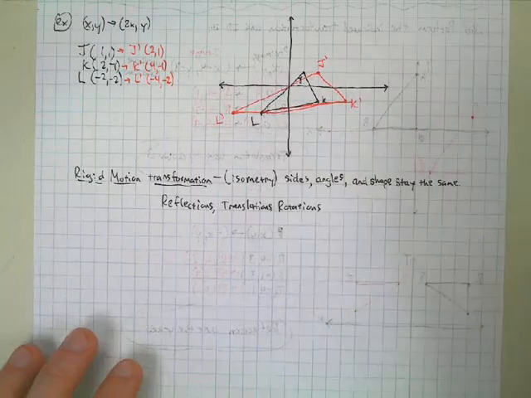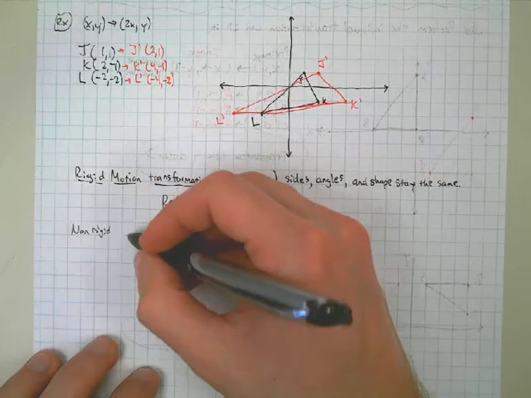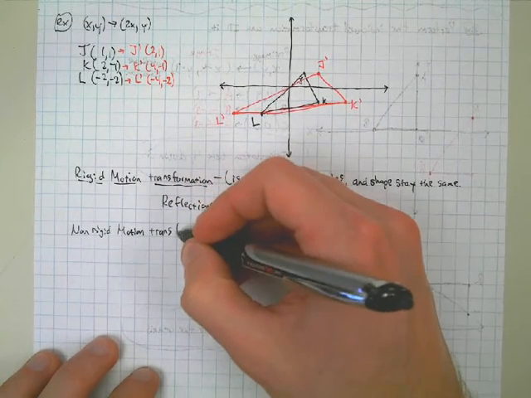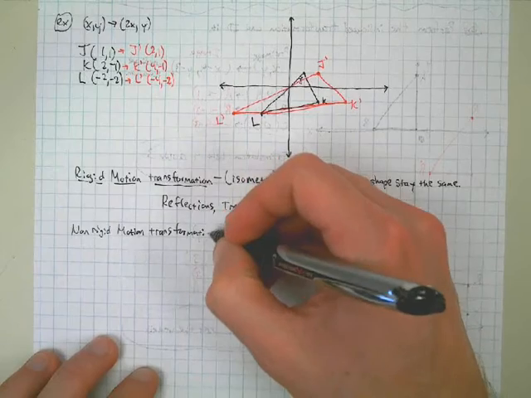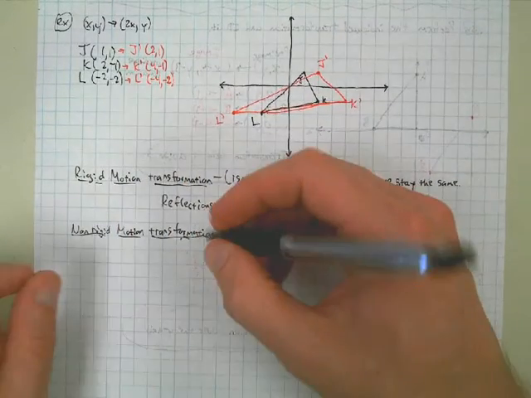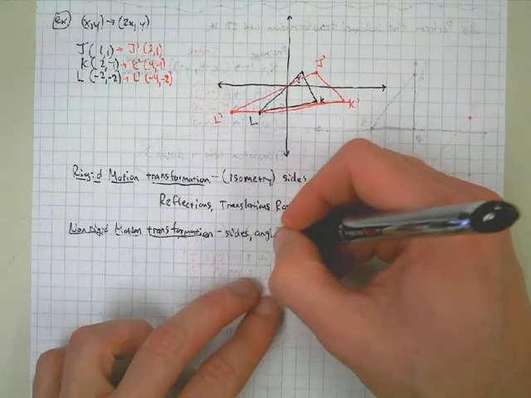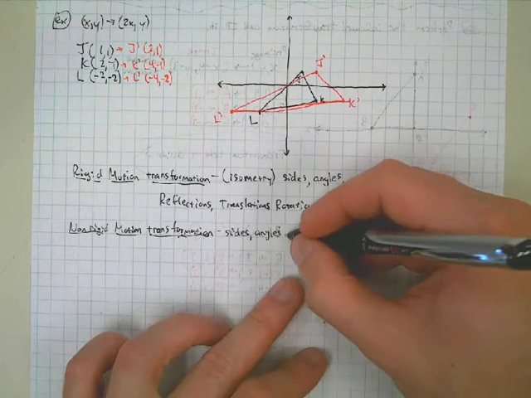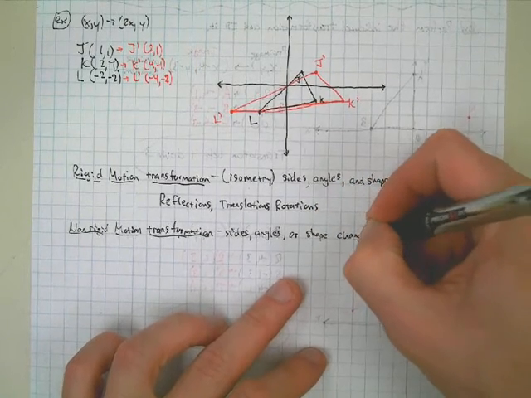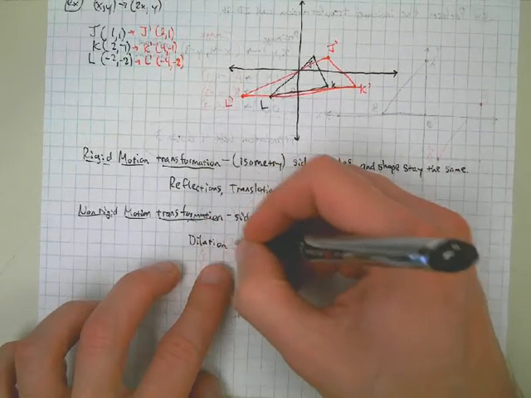Okay, non-rigid, it's pretty obvious. If it's not rigid, then it's non-rigid. So there's no special name for that. It's just when sides, angles, or shape change. And a prime example of that is dilation. And there are others, but they're not necessarily named.